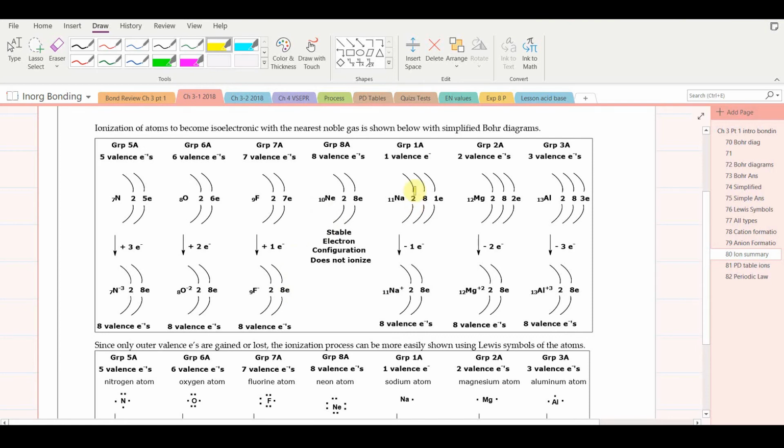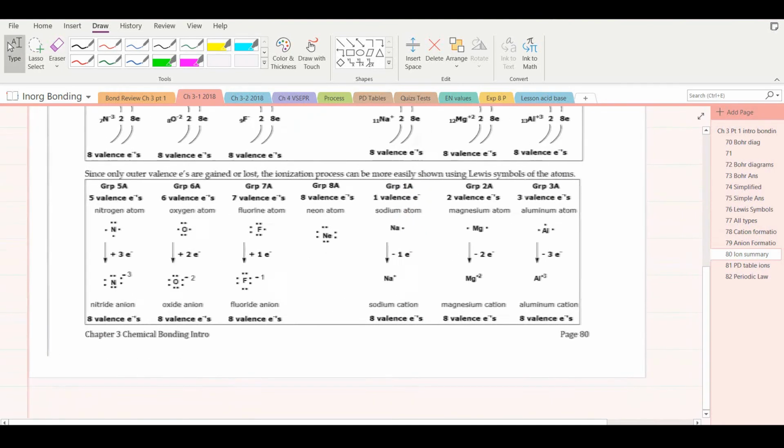Likewise, sodium, when it loses its valence electron, is isoelectronic with neon. Magnesium loses 2 valence electrons to become isoelectronic with neon, and aluminum loses 3 valence electrons to become isoelectronic.